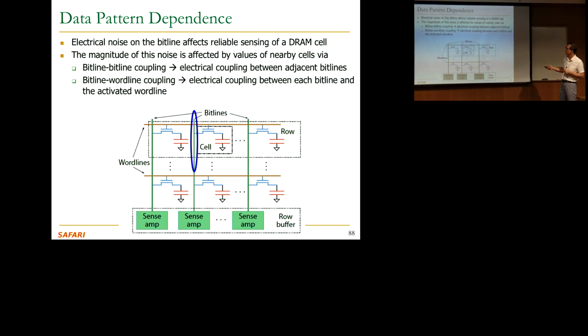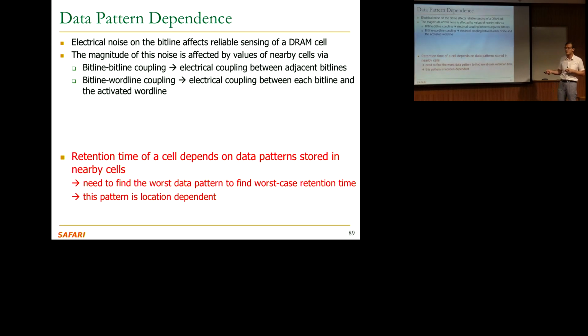And you have bit line to word line coupling. There is electrical coupling between each bit line and the activated word line over here. As a result of this noise, the retention time of a cell depends on data patterns stored in nearby cells, because that noise depends on what values are stored in nearby cells. Which means that the implication is that you need to find the worst data pattern to find the worst case retention time of a given cell. And that pattern happens to be location dependent. There's no single worst data pattern across an entire DRAM chip or across an entire DRAM generation. Even within the DRAM chip, you have different worst case data patterns. So this is not easy, I think.